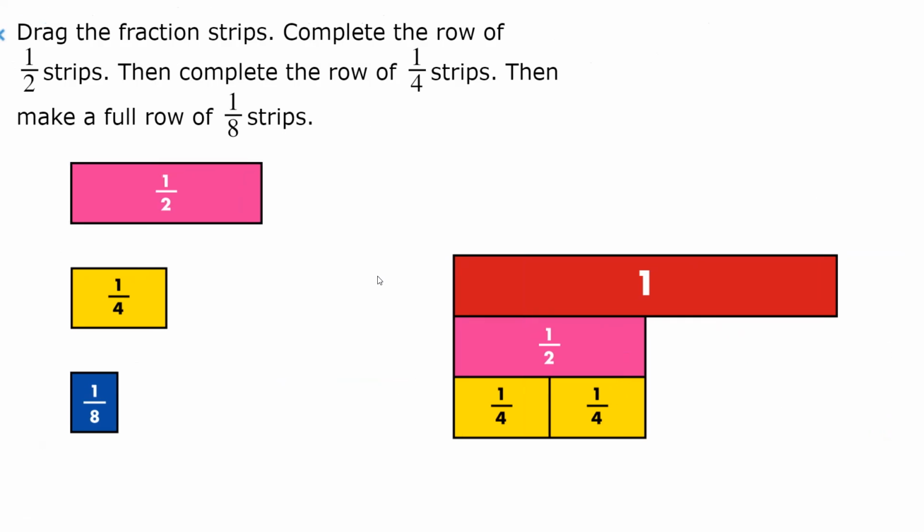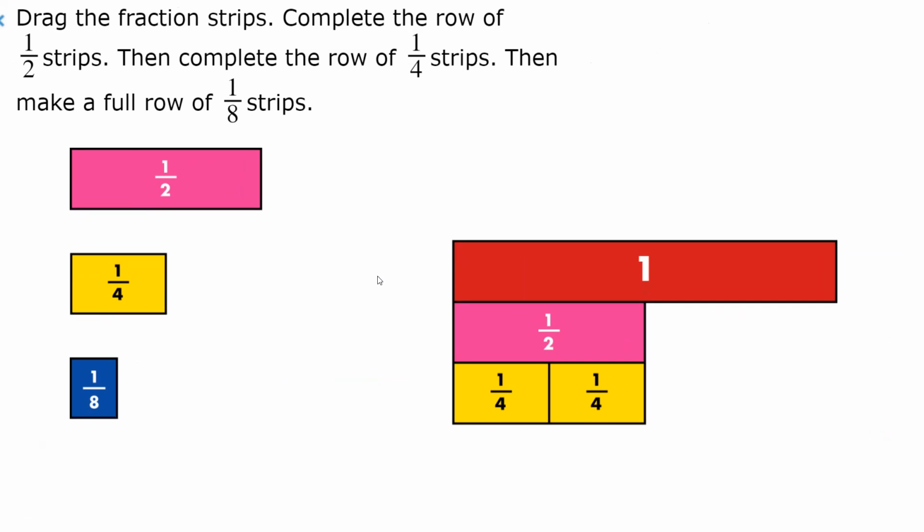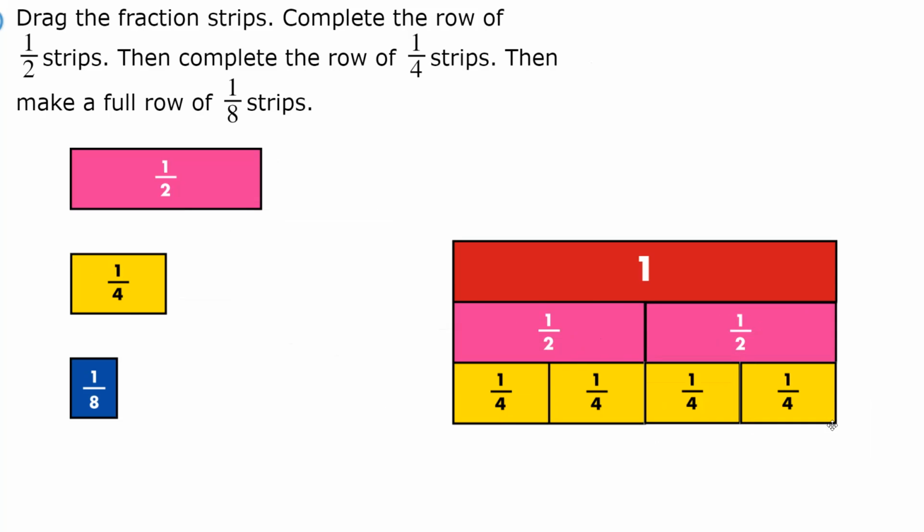Drag the fraction strips. Complete the row of 1/2 strips. Then complete the row of 1/4 strips. Then make a full row of 1/8 strips. Okay, now for this section, we can see that we have 1/2. So this is one out of the two parts. So we're only going to add in one more part over here to make it two of the two parts, or the whole. Now, for the 1/4 size fractions, we have one part out of 4 total parts. Remember, our denominator, our bottom number, tells us how many parts there are altogether. So here I have 2 pieces out of the 4 pieces that I need. So I need 2 more. So there's 1 and then 2.